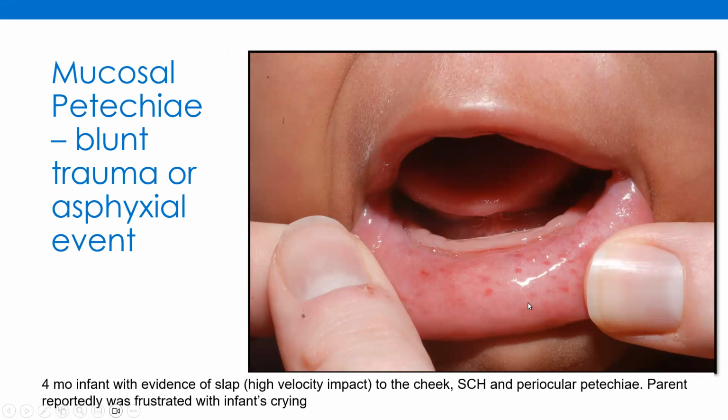This could occur from either blunt trauma to the mouth or from a petechial or an asphyxial event, such as maybe somebody holding something over the child's mouth and nose, perhaps in response to crying. This child also had a slap injury to the cheek, had a subconjunctival hemorrhage, the little red spots in the white of the eyes, and had these periocular petechiae and intraoral petechiae. And this was from a parent who became very frustrated with the infant crying.